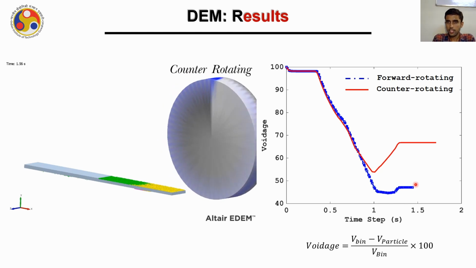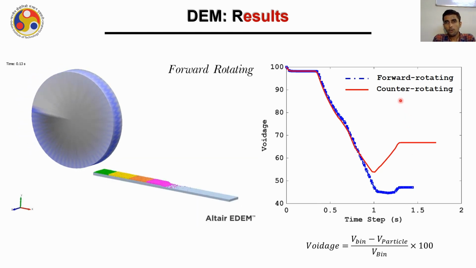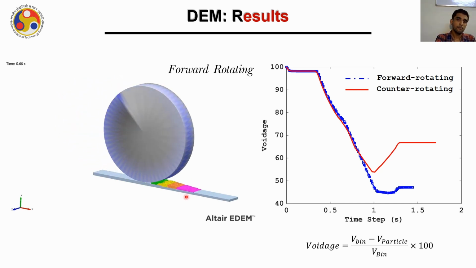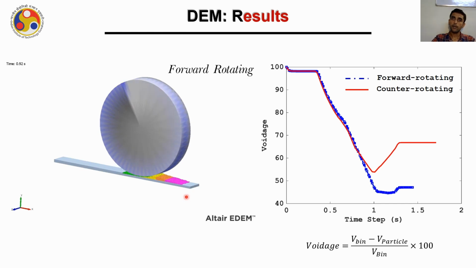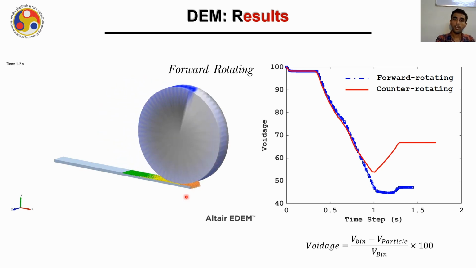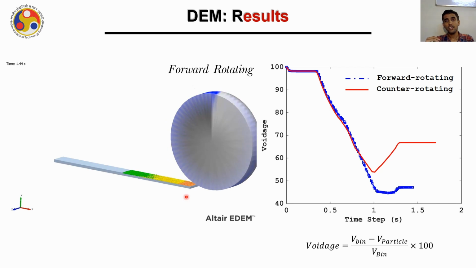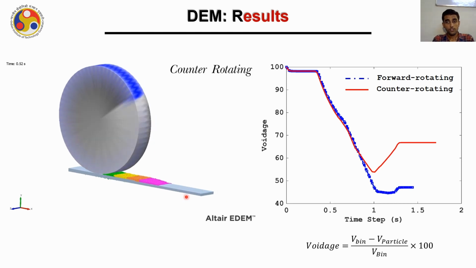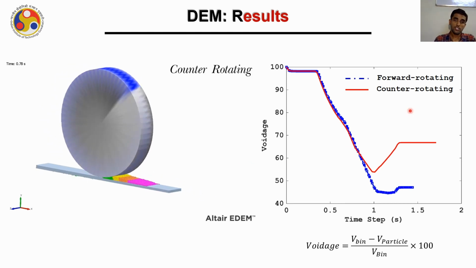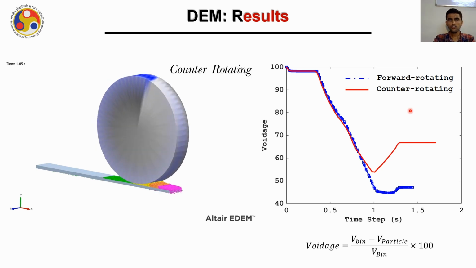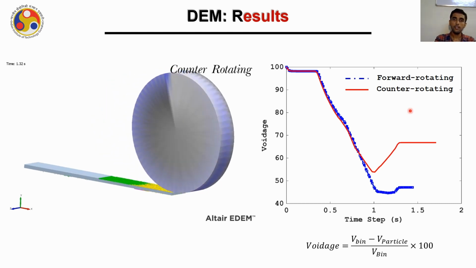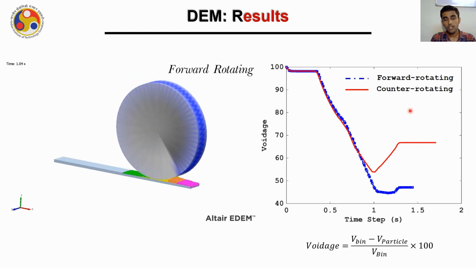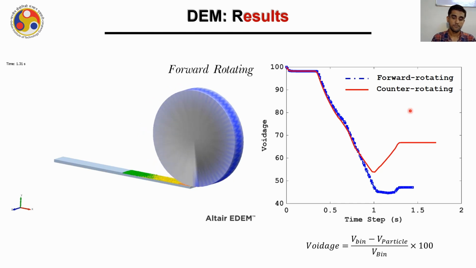One other way in which you can interpret this result is that for the case of counter rotating rollers, most of the powder particles were pushed off from the print bed. Instead of being compacted on the print bed, these powder particles were pushed off, which can indirectly signify a higher flowability for the counter rotating case. For the forward rotating case, because the voidage is quite low, most of these powder particles were compacted onto the print bed, thus signifying poor flowability. And these results are in agreement with what we have seen in the literature.